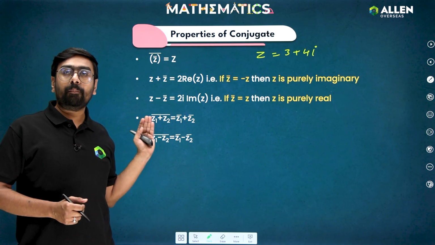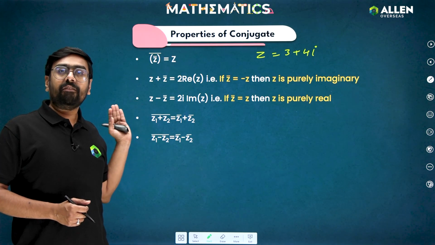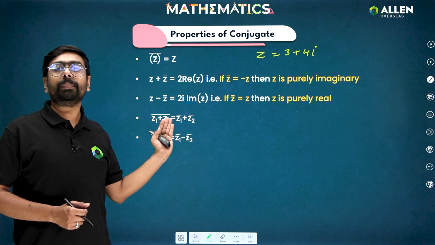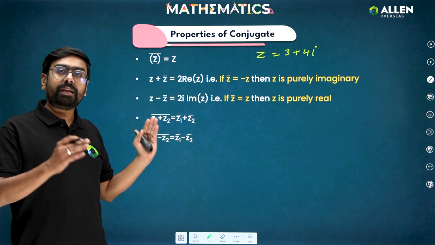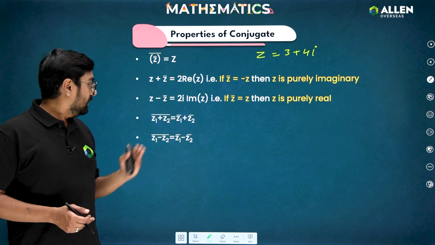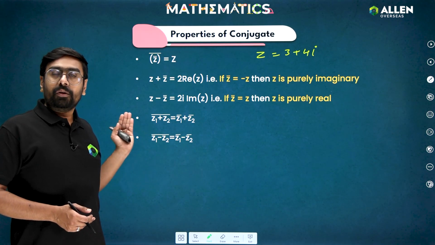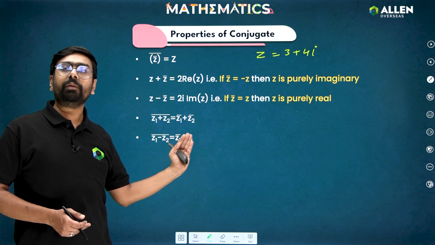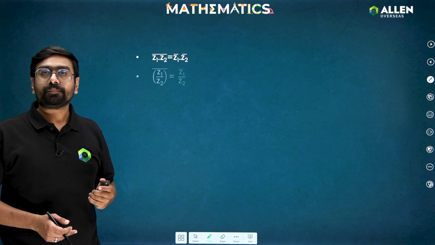If we are taking the conjugate of z1 plus z2 altogether, we can write it as conjugate of z1 plus conjugate of z2. Same thing applies for subtraction. Conjugate of z1 minus z2 will be equal to conjugate of z1 minus conjugate of z2.